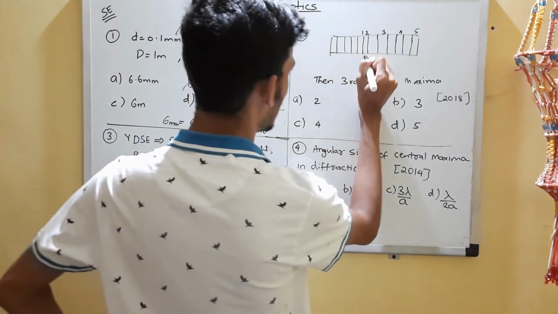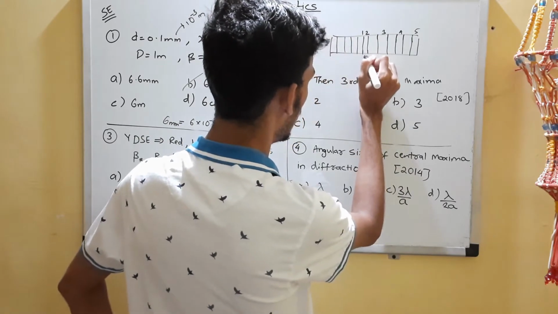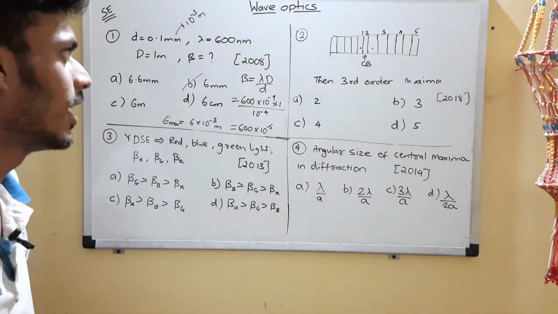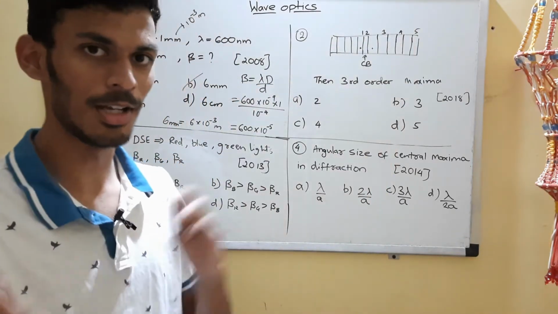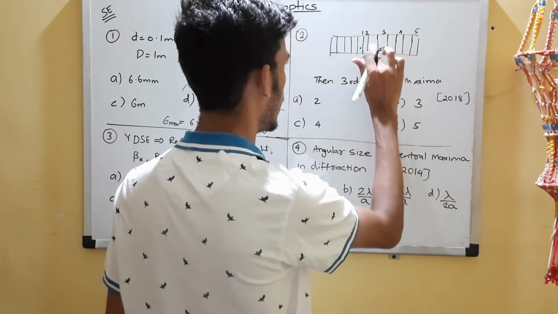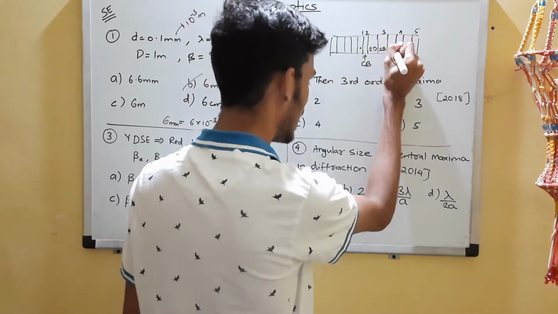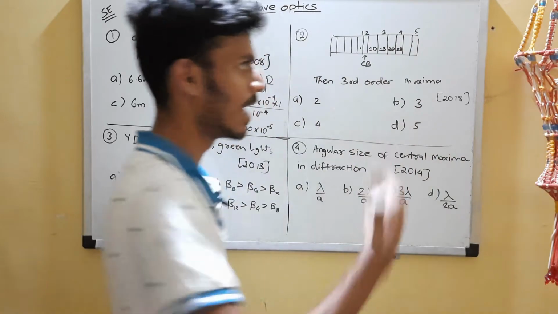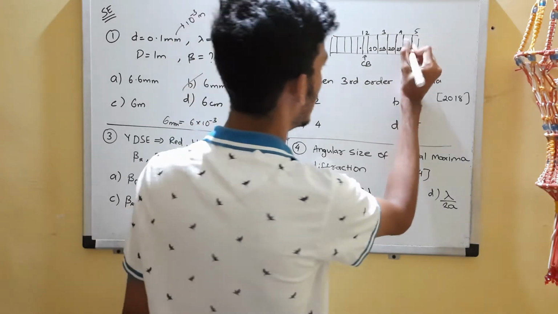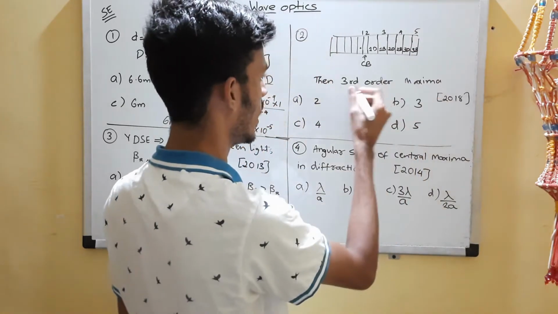So this is the central maxima, the central bright spot. Here we'll have the dark spot, here also we'll have the dark fringe, right? So on both sides of the central maxima you'll have the dark fringes, and then you'll have the first bright over here. So this is the first dark, this is the first bright, then we have the second dark, then we have the second bright, then we have the third dark, and finally we have the third bright. That is what we are supposed to find.